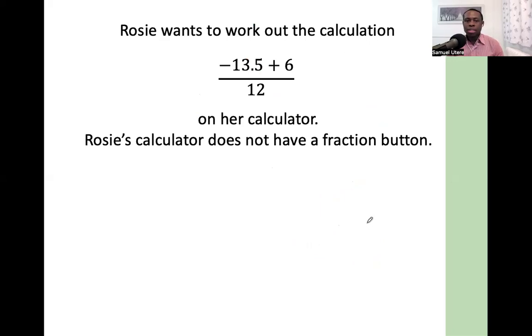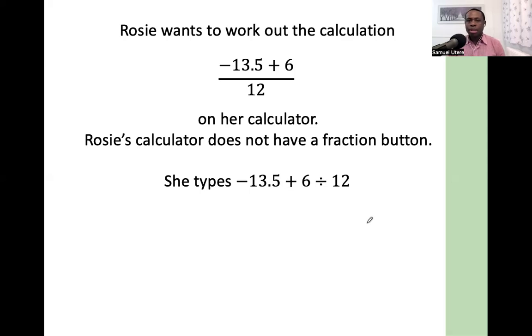Here's another example. Rosie wants to work out the calculation negative 13.5 plus 6, divided by 12. Rosie's calculator does not have a fraction button. So how would Rosie do this calculation without making a mistake? Now check what Rosie would have done the first time without a calculator. What has she done wrong?